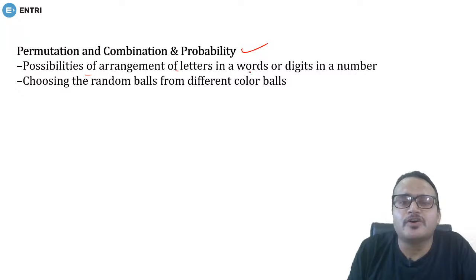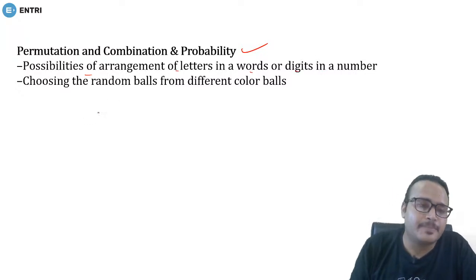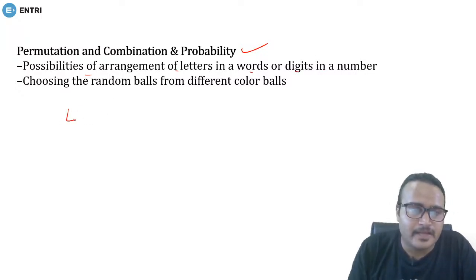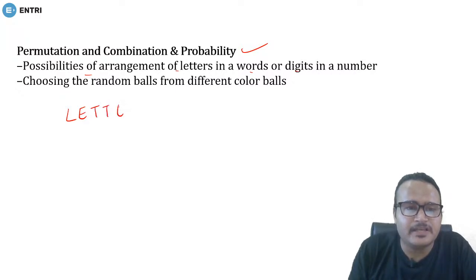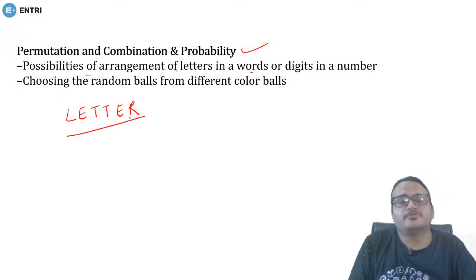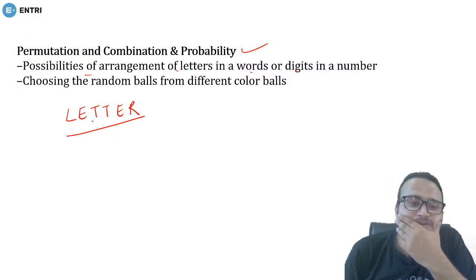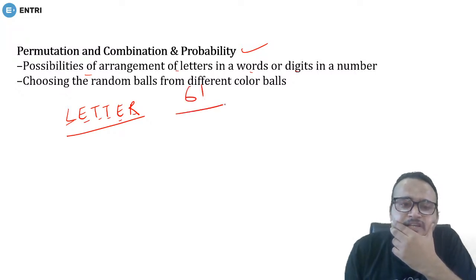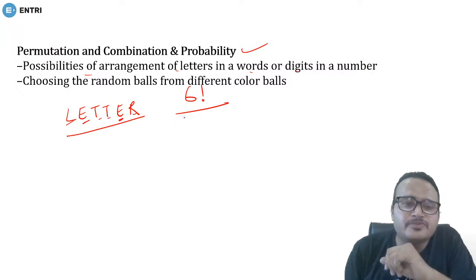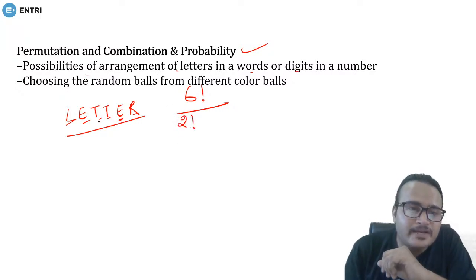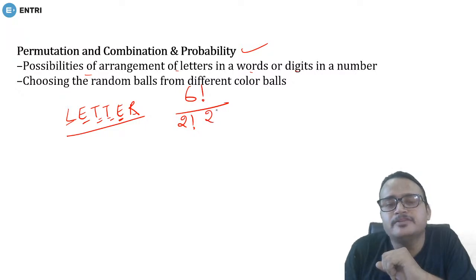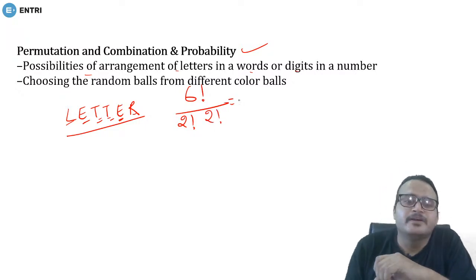A type of question is the possibility of arrangement of letters in a word. For example, the word L-E-T-T-E-R, letter. How many ways are there of arranging this word? So guys, what will be the ways? 1 2 3 4 5 6, factorial 6, divided by, E is repeating 2 times, so we'll divide by factorial 2, and T is repeating 2 times, so we'll divide by factorial 2 again. Okay, so this will be what?